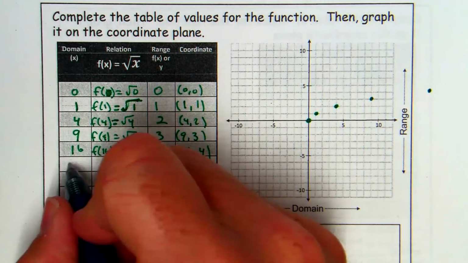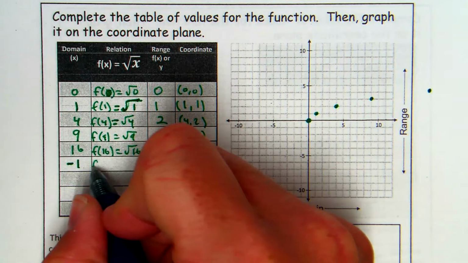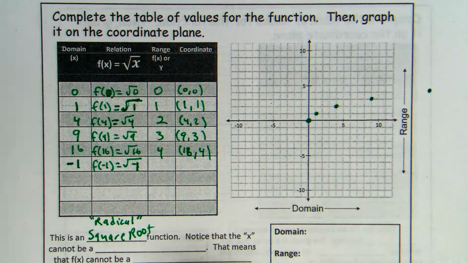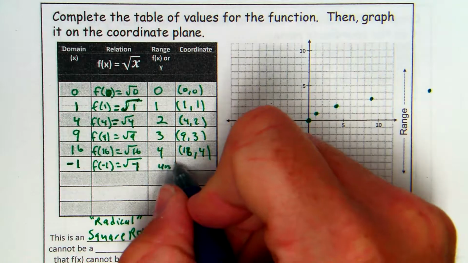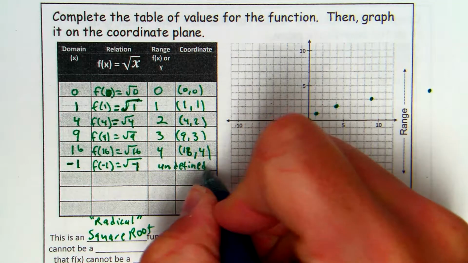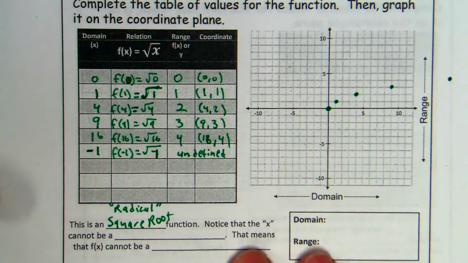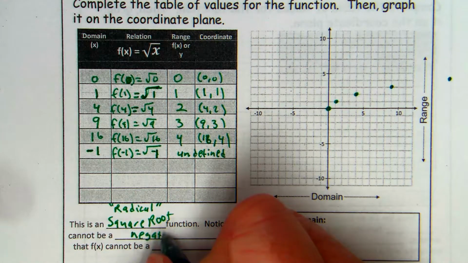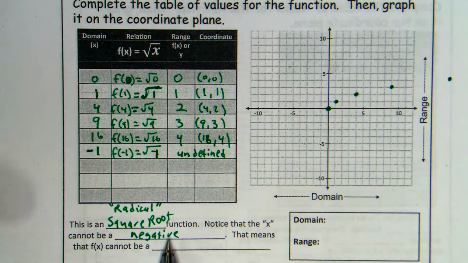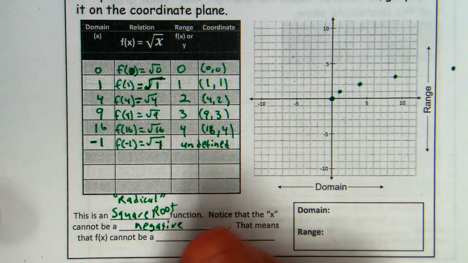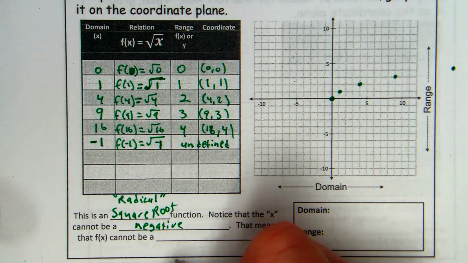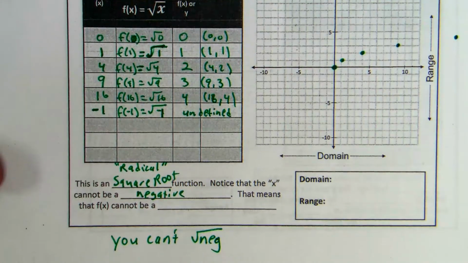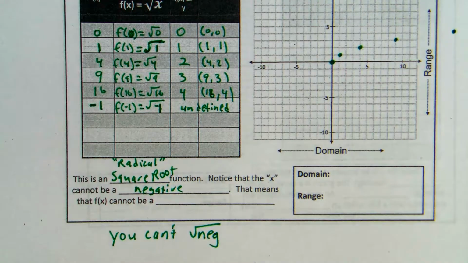Now, I do want to make special mention of the fact that if I tried to use f of negative 1, I would have to use the square root of negative 1, which is undefined. Remember, major rule here: x cannot be a negative number, because you can't square root a negative. You can't square root a negative.